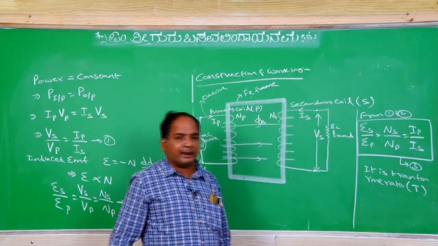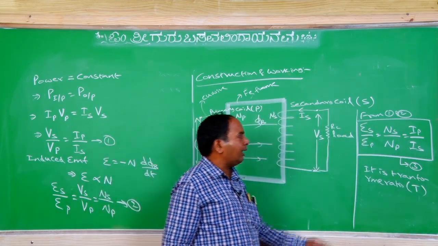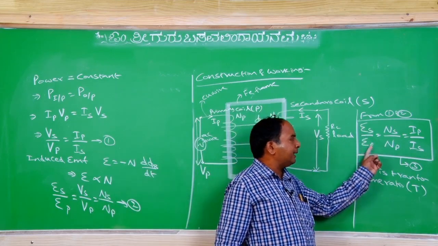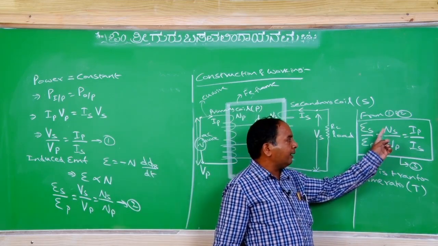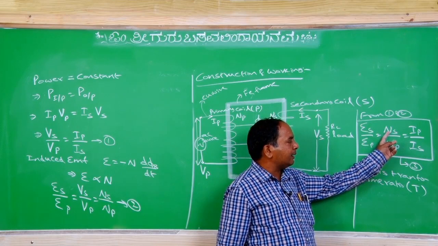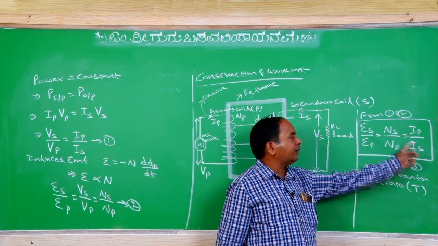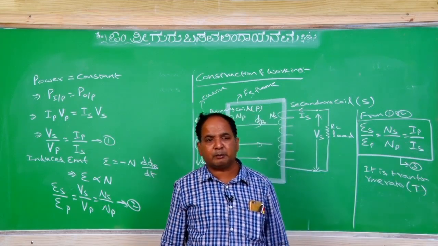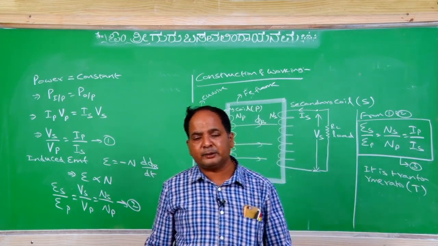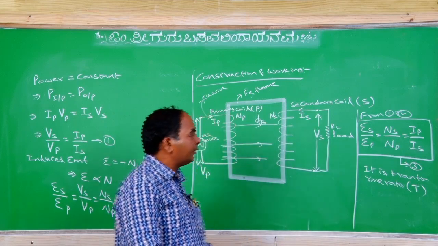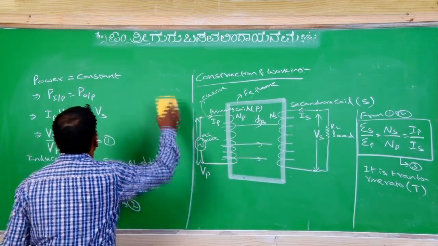So, what is meant by transformer ratio? The ratio of secondary to primary EMF, or the ratio of the number of turns of the secondary coil to the primary coil, or the ratio of induced currents passing through the primary to the secondary coil, is said to be the transformer ratio.